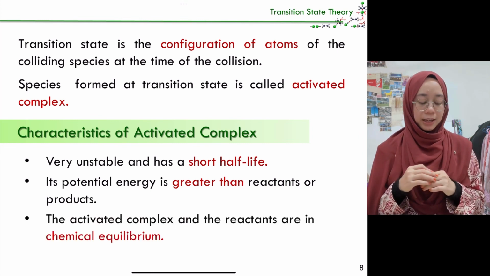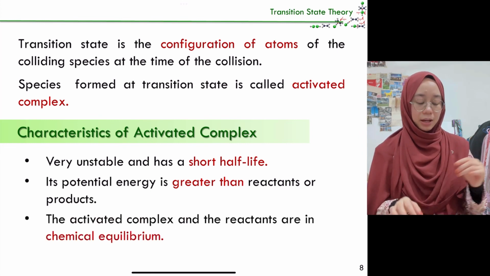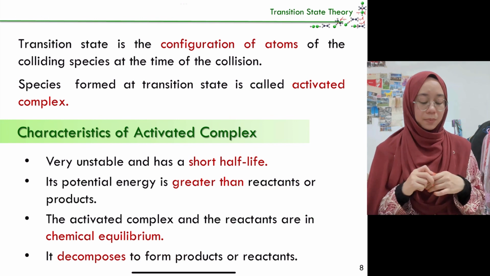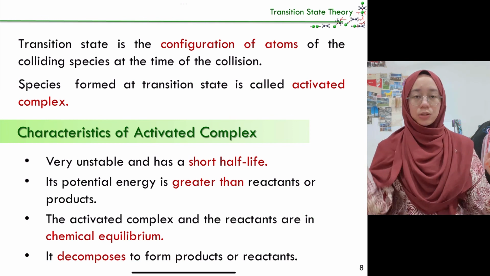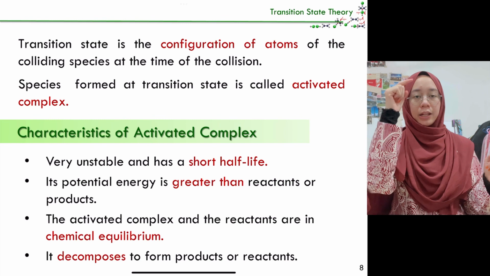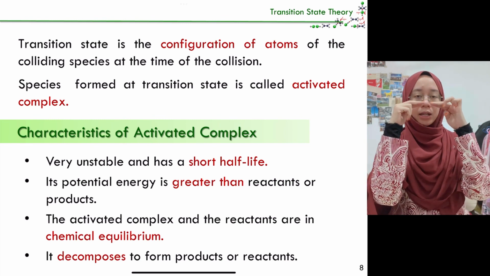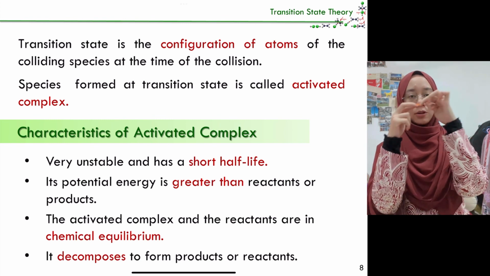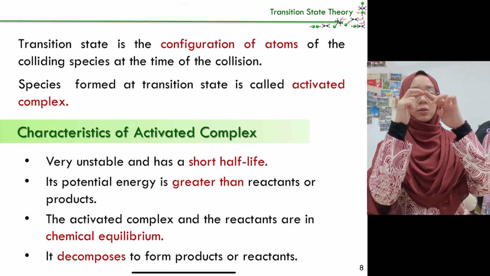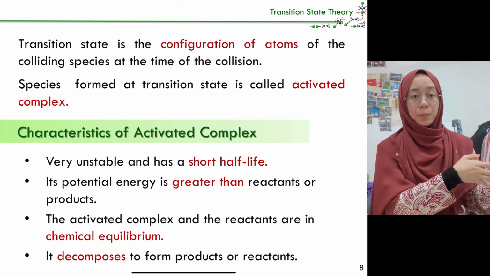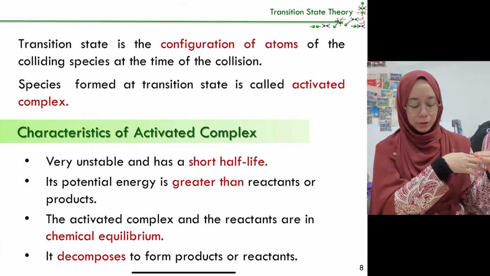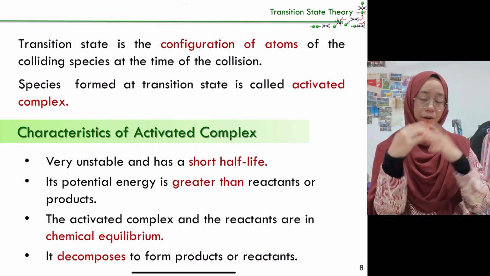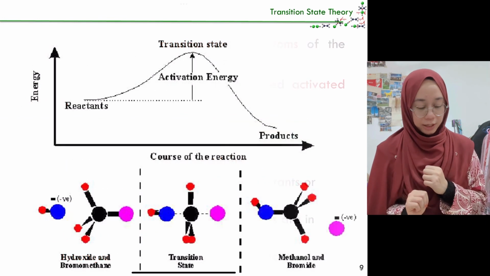Okay, and the activated complex and the reactants are in a chemical equilibrium, and also it decomposes to form products or reactant. So daripada reactant kita akan menghasilkan activated complex, and then bila dah terhasil activated complex ni, it might go back to reactant, but it might go on to produce a new product. Okay, so sebab tu dia kata dia akan decompose to form products or reactant. So kita tengok example kat sini.